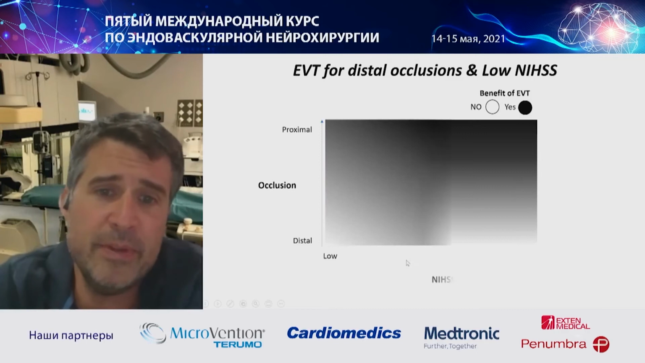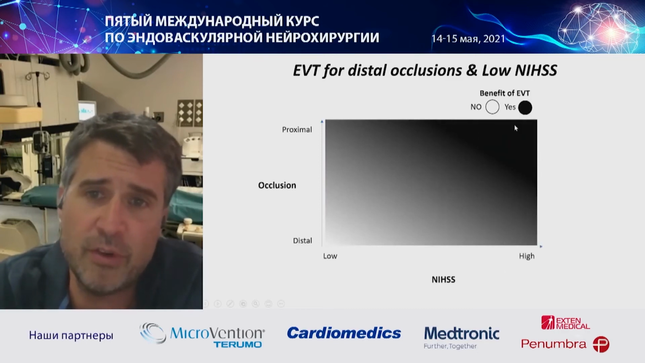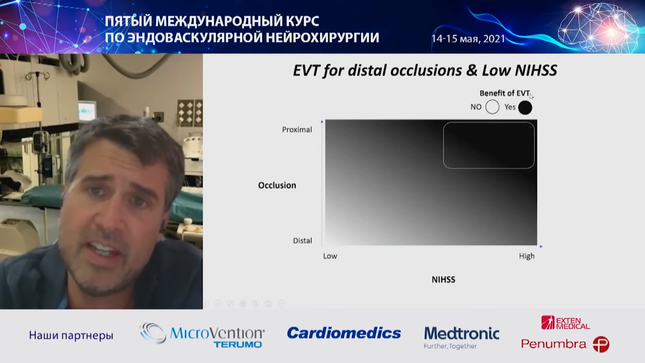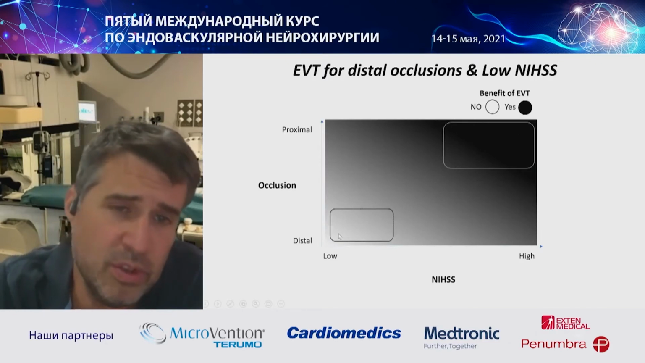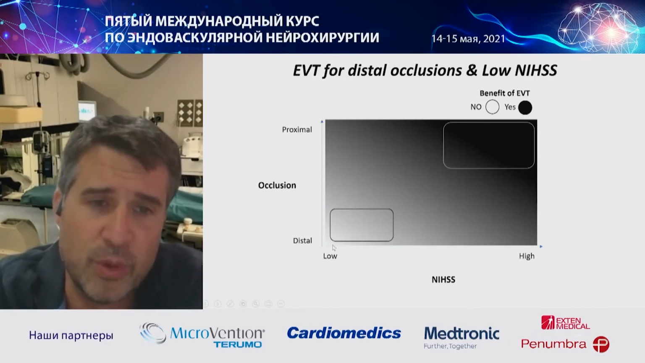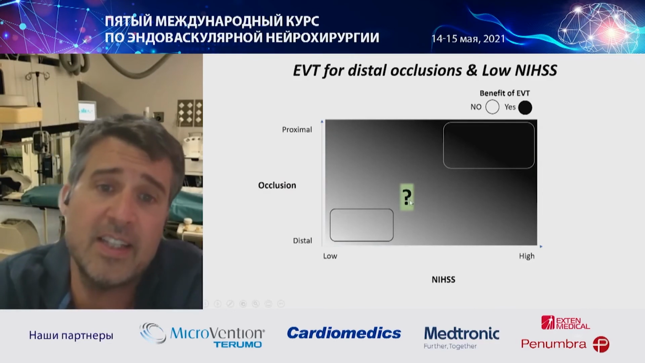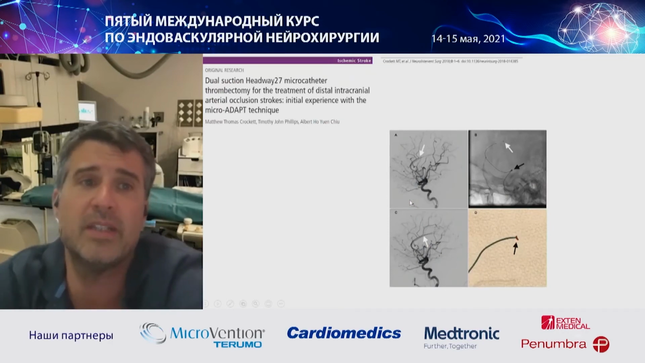And the same happened with the NIH for very severe strokes. It is clearly benefiting endovascular treatment. And we obviously know that very distal occlusions with very low NIH are not going to benefit. So where is exactly the limit? Where should we put the limit?